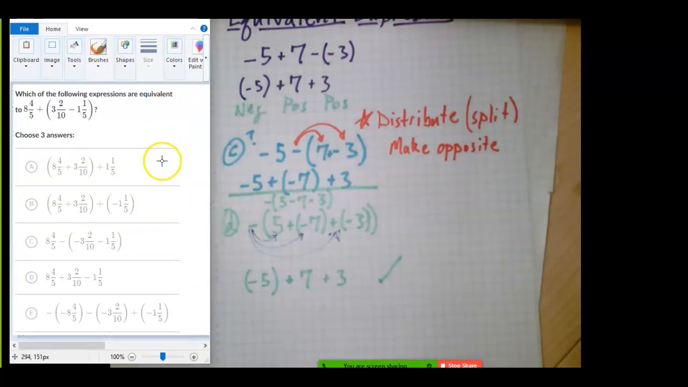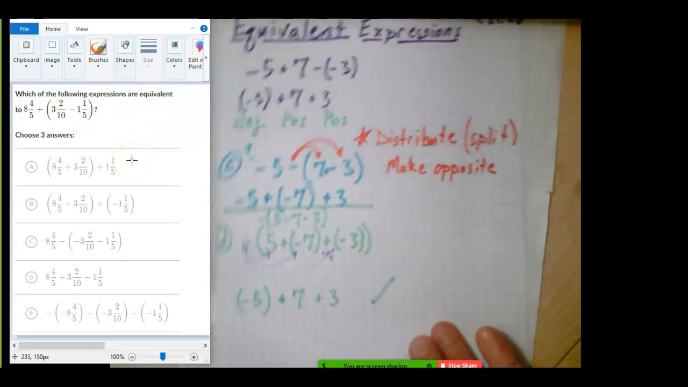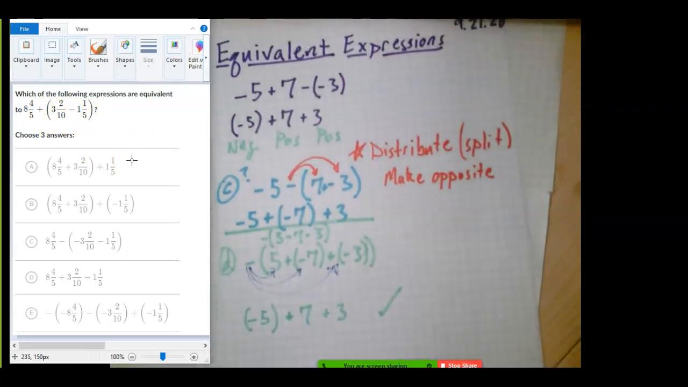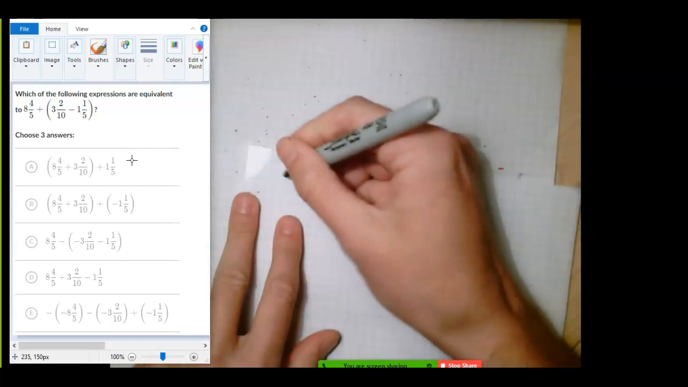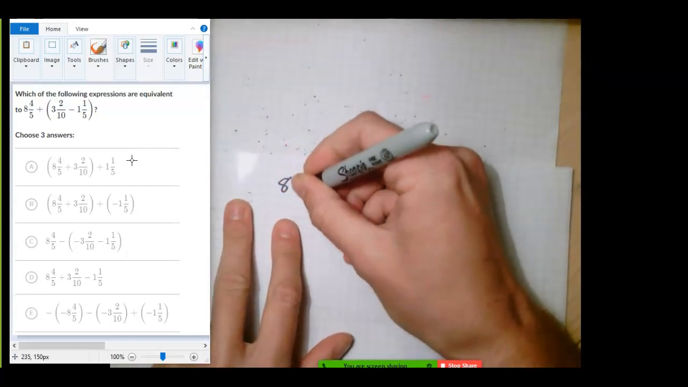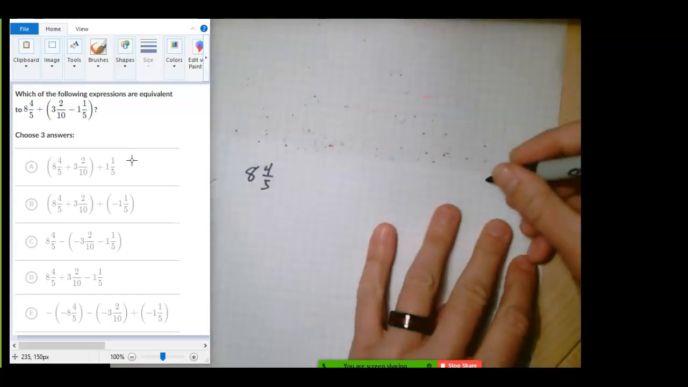So guys, some of you saw problems like this, which you should be able to see on my paint window right now. And you got freaked out, right? Because it's a fraction problem, it's a positive and negative numbers problem. It's a lot going on. But really, if we take a moment to look at what it's asking us, we're not supposed to solve this problem. What we're supposed to do is figure out which expressions would be equivalent, right? So if we look at 8 4/5, so I'm going to date my paper so I remember when we did this.